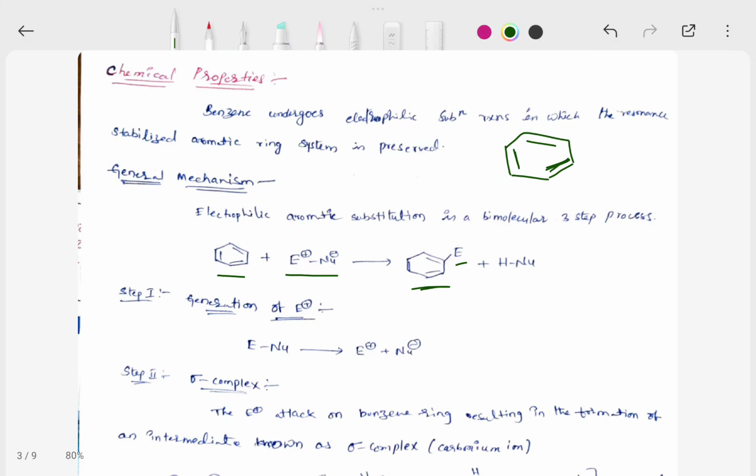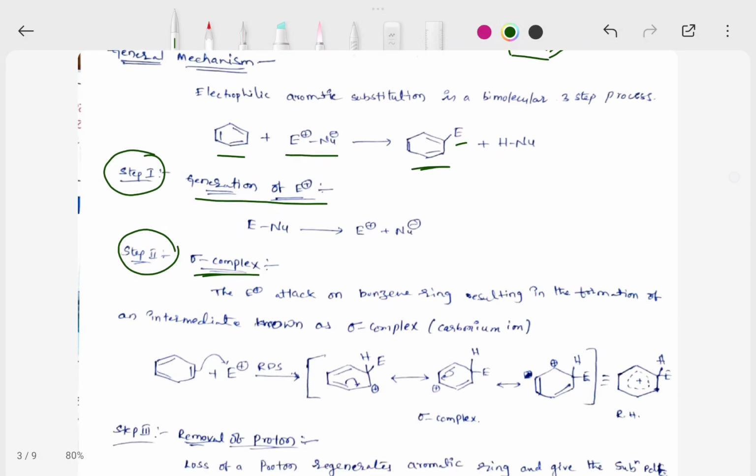proceeds in three steps. The first step is called generation of electrophile. The second step is called sigma complex, and the third step is called removal of proton or product formation.